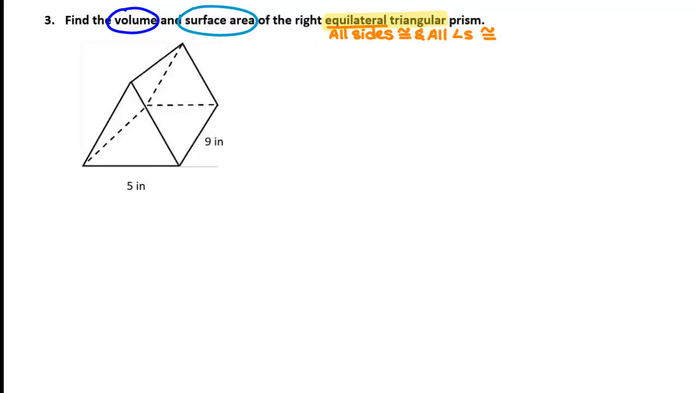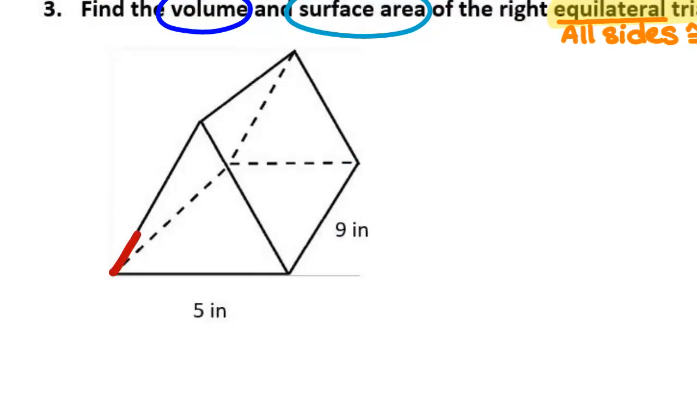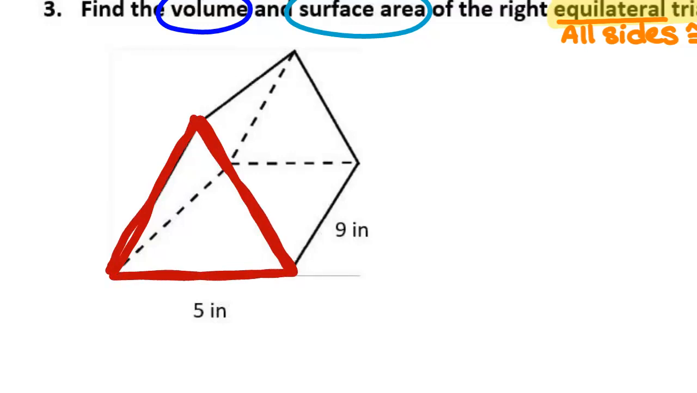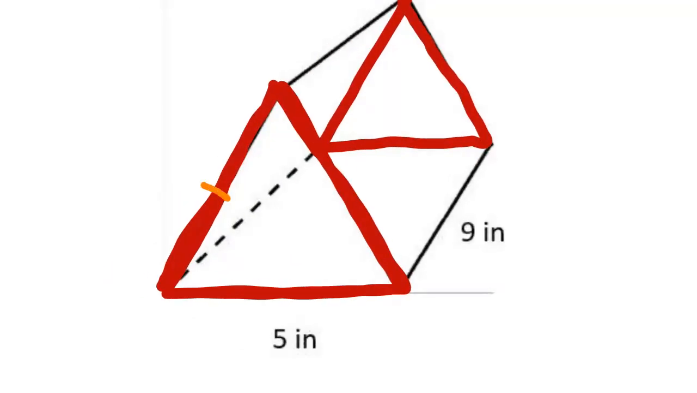It says an equilateral triangular prism. So what shape are the bases? Triangles. So this is a base here. And this is a base back here. Those are my equilateral triangles. Because it said it's equilateral, all 3 sides on the triangle are going to be the same size. So every side of the triangle is how big? 5 inches.